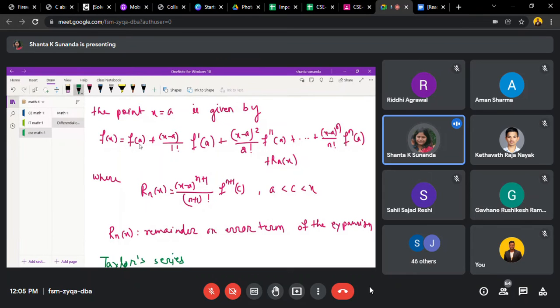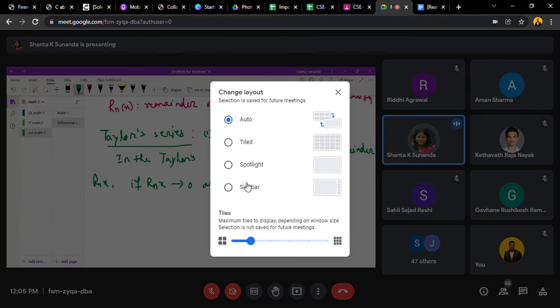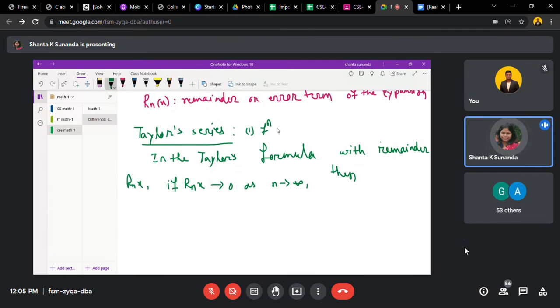The nth derivative exists and the (n+1)th derivative is continuous. Okay, so here it's like number one condition. It's the extension of the mean value theorem. So the nth derivative exists, and it is continuous.